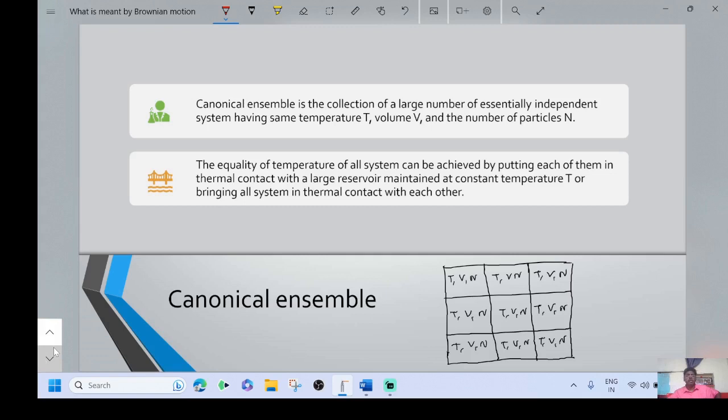Canonical ensemble. Canonical ensemble is a collection of a large number of essentially independent systems having the same temperature, volume, and number of particles. The equality of temperature of all systems can be achieved by putting each of them in thermal contact with a large reservoir maintained at a constant temperature T, or bringing all systems in thermal contact with each other.